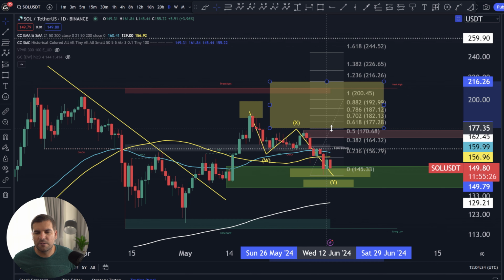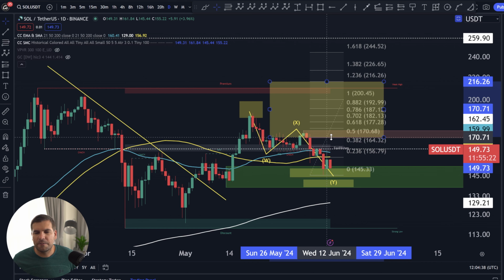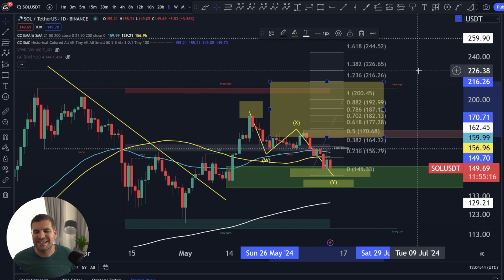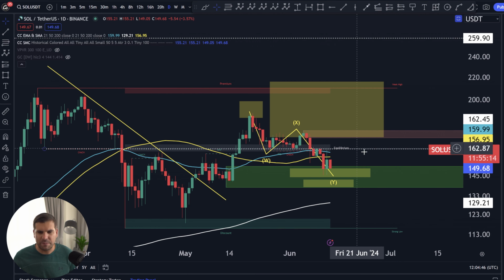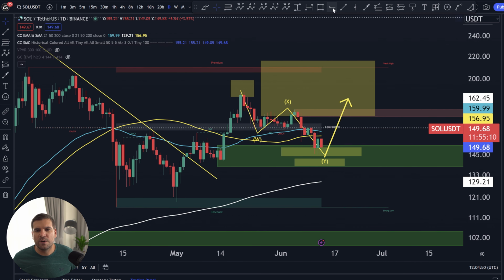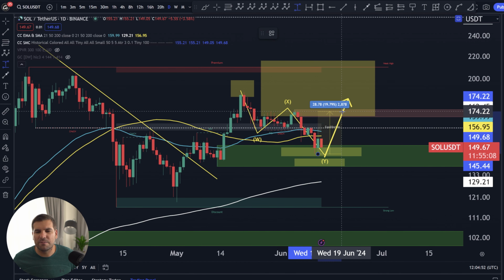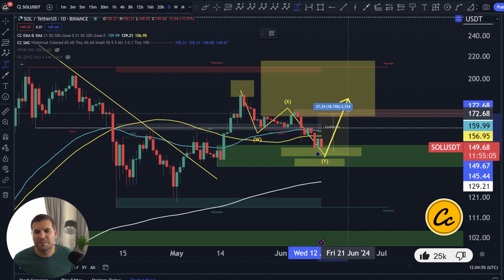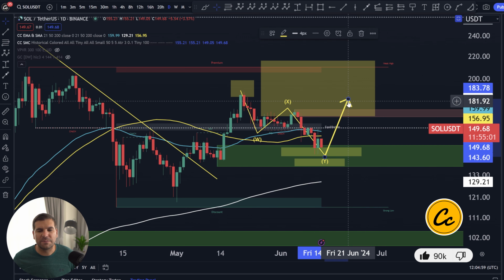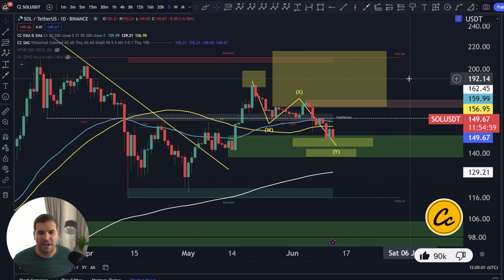Basically, we're going to be looking for a move right in here, which will be the 50 to 123.6% levels, $170 to $216. That there will be the approximate range for Solana's next surge to the upside, which will be a pretty decent move. If we look at it from a percentage point of view, we're talking about 17% upwards to about 48%. So again, add some leverage and it's not that bad of a move at all.